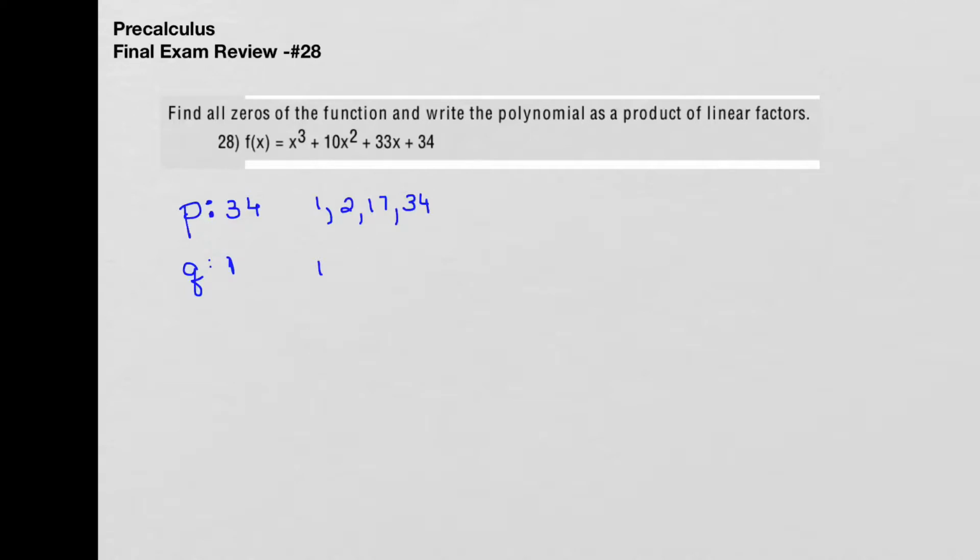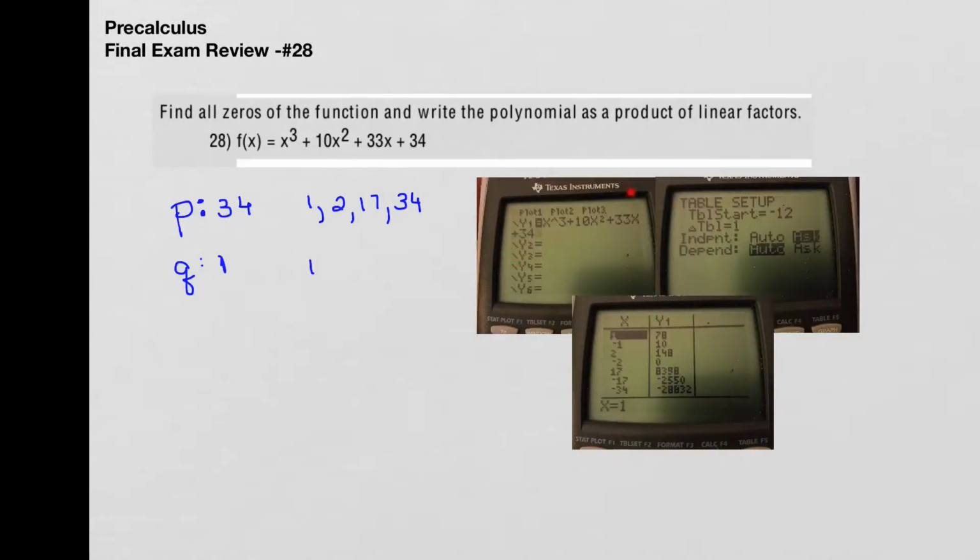So in order to quickly test these values, I'm going to type the function into my calculator, and I'll show you the screen in just a second. Okay, so I typed the function into the y equals screen, and then I went into table setup, and you can access this by pressing second and window. And then I made my independent variable ask rather than automatic, and that will let me type in whatever values I want, since I've got a wide variety of values here. And I don't want to look at every value 1, 2, 3, 4 all the way up to 34.